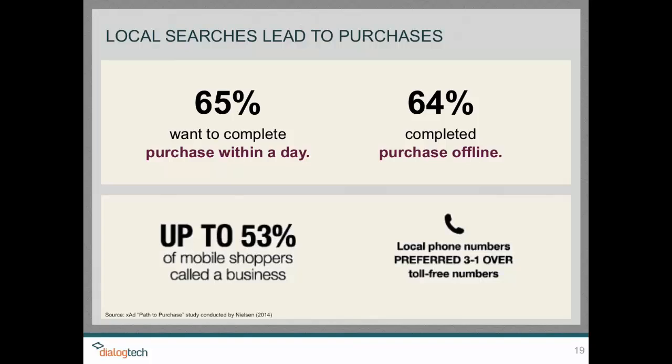Now, 64% of these purchases take place offline. A lot of those, of course, are people visiting local stores or local offices to make a purchase, but many of them are also phone calls. You can see on the bottom, 53% of mobile shoppers call a business. And local phone numbers are preferred 3-to-1, as I covered, over toll-free numbers. So when you're optimizing for local, these are some things to keep in mind.